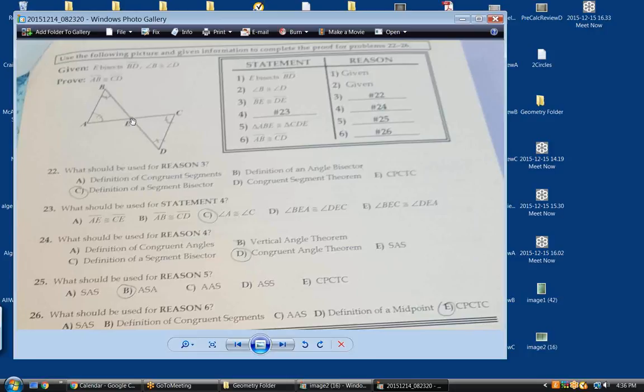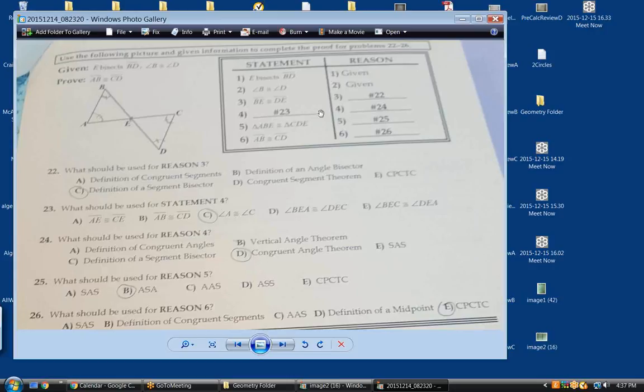That's part of the given. Well, what does that tell us? That tells us that BE is equal to ED, right? Yeah. Because of the definition of segment bisector. We are told that that segment is being bisected by E. Well, what does that mean? It means that it splits it into 2 equal parts, so BE has to be equal to ED. So the reason on number 3 is definition of segment bisector.